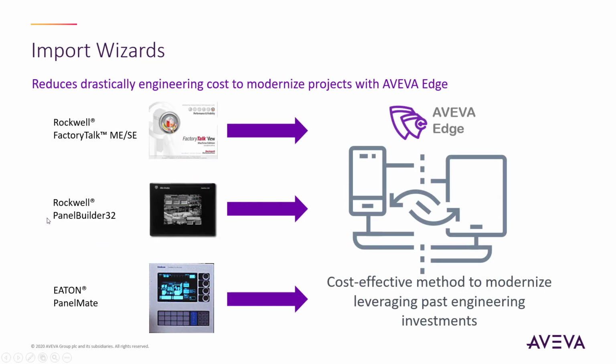FactoryTalk import tools, as well as Panel Builder 32 and PanelMate, allow you to move to a modern supported product very cost effectively, reducing your deployment time and leveraging your past engineering investments. Once you get a project into AVEVA Edge, then it becomes an AVEVA Edge project where you can take advantage of some of the newer, more advanced and easy to use features in the product as well.